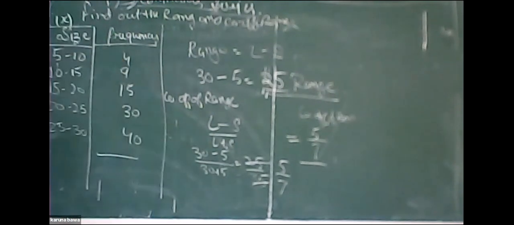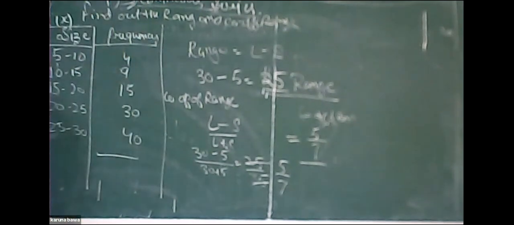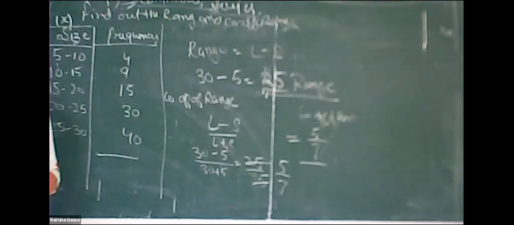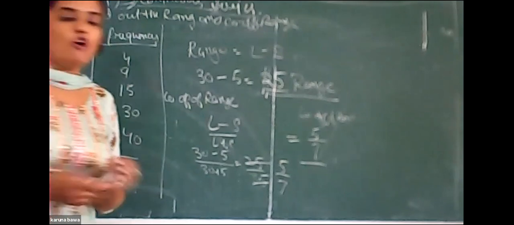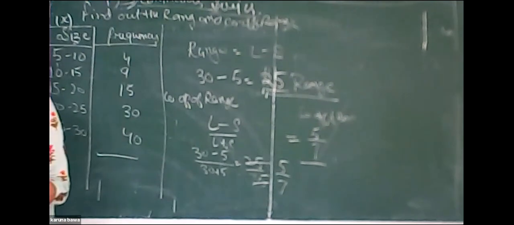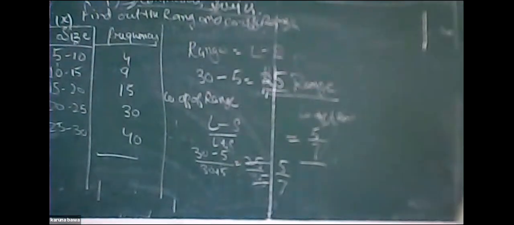So, as we know, some merits and demerits of range. It is simple to understand, simple to calculate, and also widely used in statistical quality control. It is based on the extreme values. Basically, it cannot be calculated in the case of open-end series. On the other hand, it is not based on all the observations of the series. It is affected by the extreme values in the series. It is affected by sampling fluctuation. I hope it is clear to all of you.